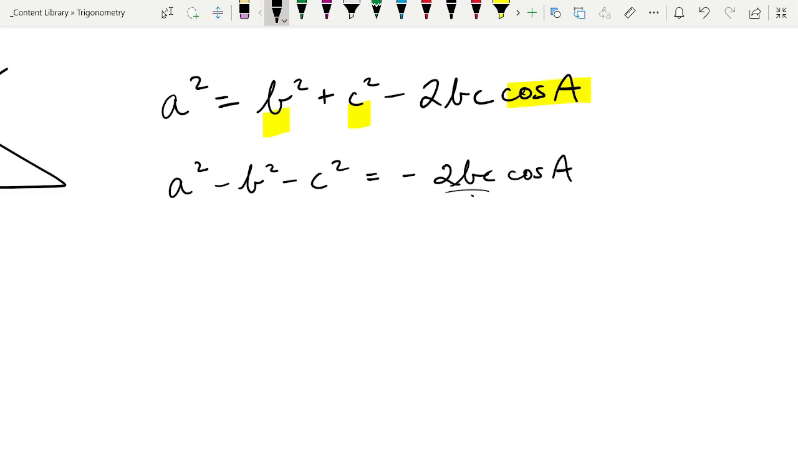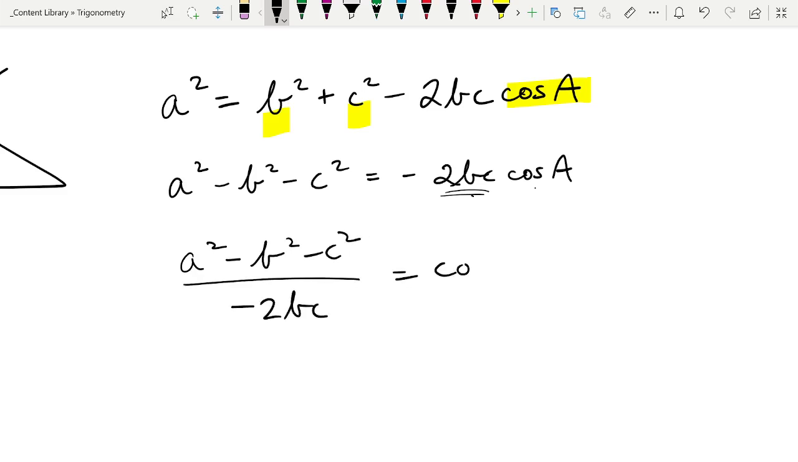What is this stuff doing to cosine of A? It's multiplying it. What's the opposite of multiplying? So I'm going to divide both sides of the equation by this part. So now I'm going to get a squared minus b squared minus c squared over negative 2bc equals cos A.